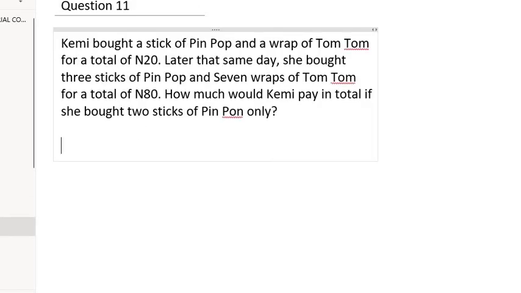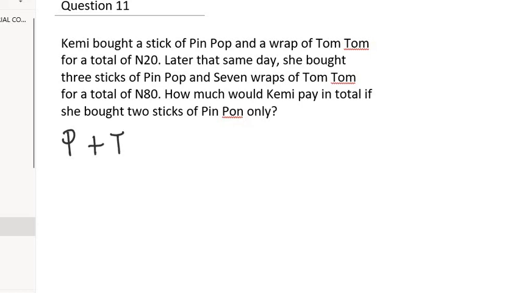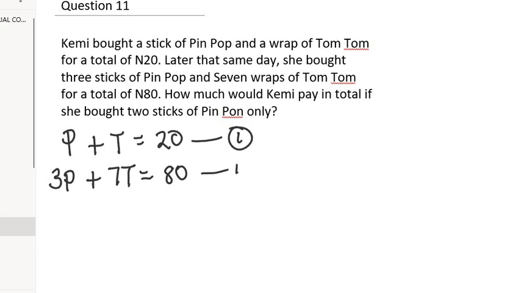Question 11. Kemi bought a stick of pin pop and a wrap of Tom Tom for a total of 20 naira. So let P represent the pin pop plus T for Tom Tom equals 20 naira. Later that same day, she bought 3 sticks of pin pop and 7 wraps of Tom Tom for 80 naira. So let this be 3P plus 7T equals 80. How much would Kemi pay in total if she bought 2 sticks of pin pop only? I've already expressed this as equations. Let this be equation 1, let this be equation 2.